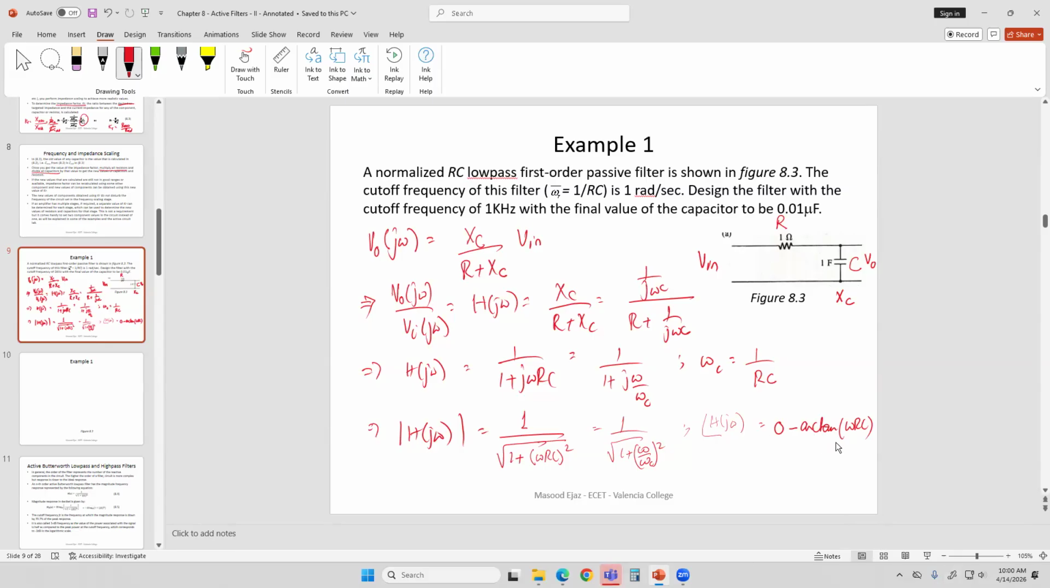Anyways, so it's going to be tangent inverse of omega RC, or in general, negative arctan of omega RC.